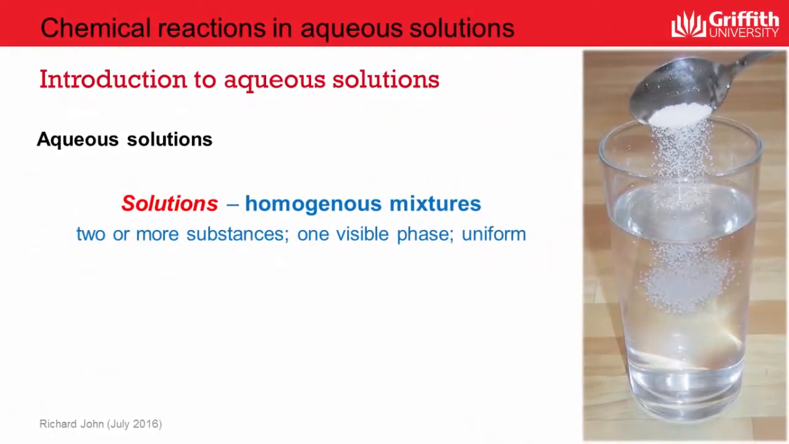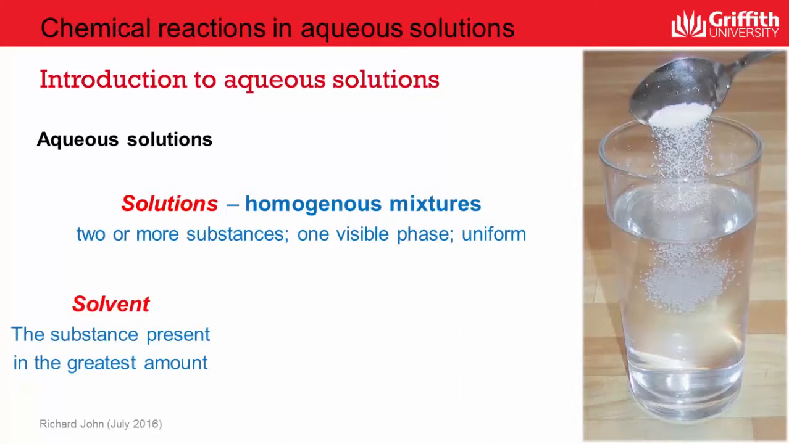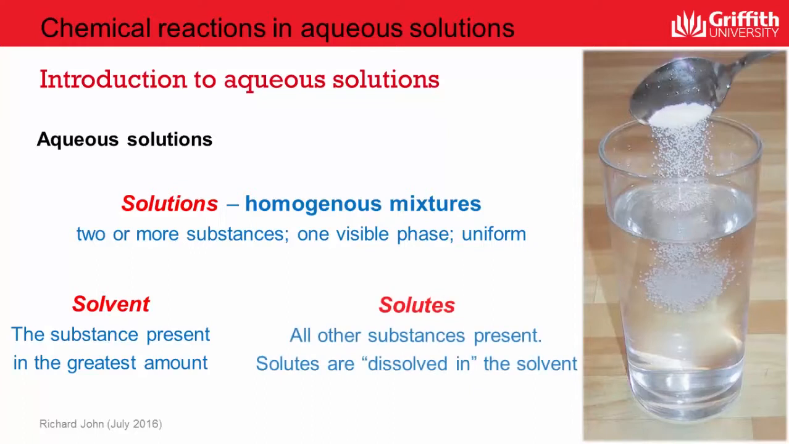So a solution is a homogeneous mixture of two or more substances. There's only one visible phase present, and the mixture is uniform throughout, meaning a subsample taken from the mixture would be representative of the whole. Solutions are comprised of the solvent, which is the substance present in the greatest amount, and the solutes, which are all other substances present. The solutes are said to be dissolved in the solvent.